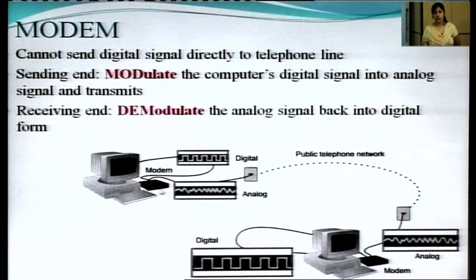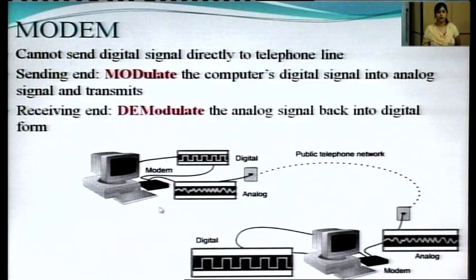Now look at this diagram. Here is the modem. It receives the data in digital form and transmits it in analog form, and this analog data is transferred to another location, and here again the modem retranslates it from analog to digital. So this digital data enters this computer.